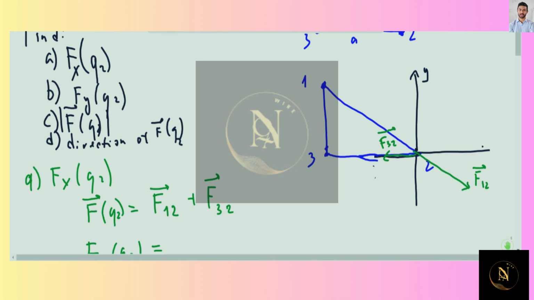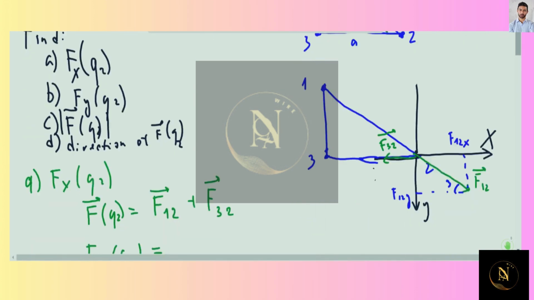As I said, let's direct x to the right. And here it's probably easier to direct y to the bottom, because we see the final force will be directed to the bottom as well. So now we can already sketch the projections of these forces. So F12 will have two projections, which is F12x and F12y. And this angle, let's call it angle 3, equals angle 1.